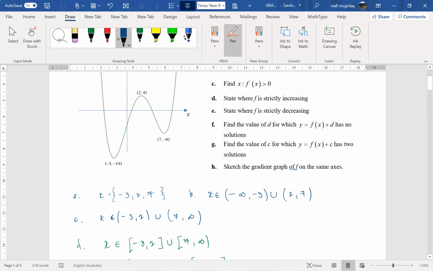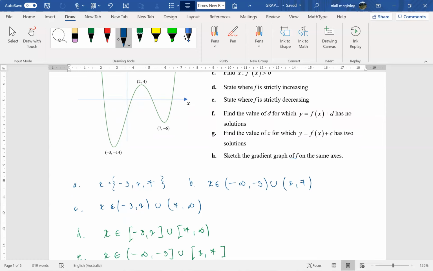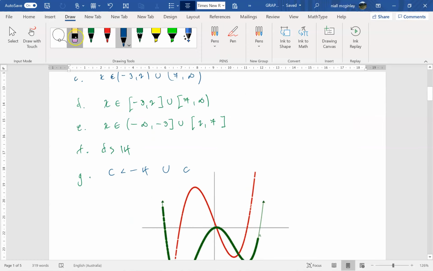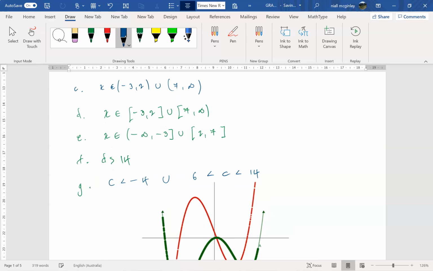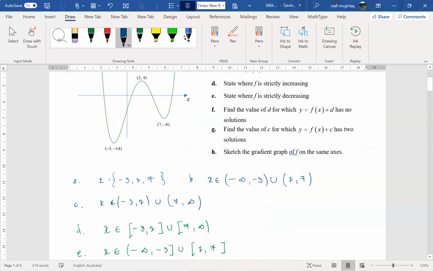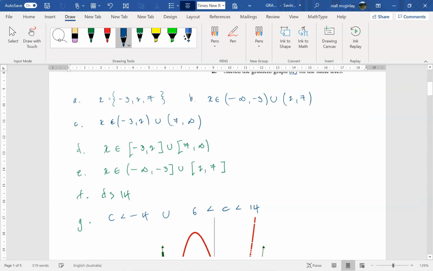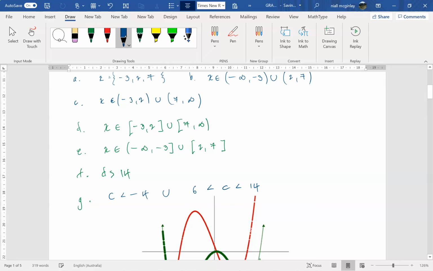This would also be 2 solutions, you see. Here, between these 2 points, if you moved it up between 14 and 6, you're going to get 2 solutions as well. So 6 and 14, but not including, because if you moved it up 6, then you'd have 3 solutions. When you moved it up 14, you'd only have 1 solution, so therefore it's going to be between 6 and 14.